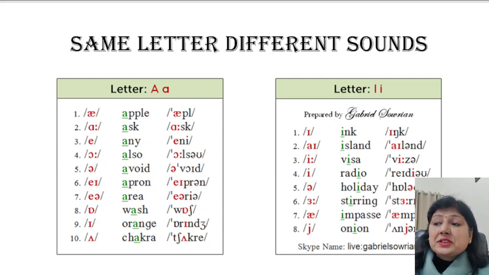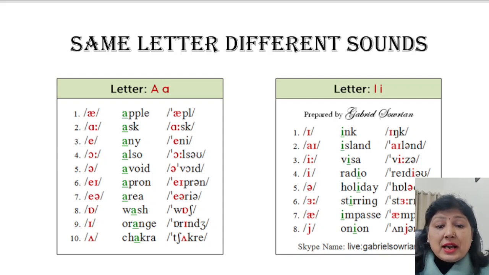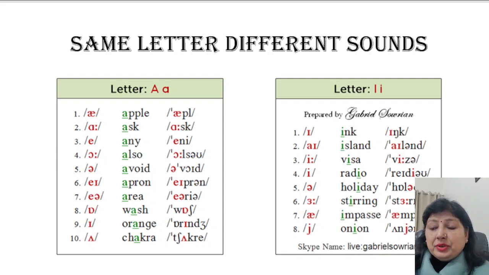Similarly, we can see the letter I. The sound of I is different in ink from the sound of I in the word island, or in visa, or radio, holiday, stirring, impasse, or onion.